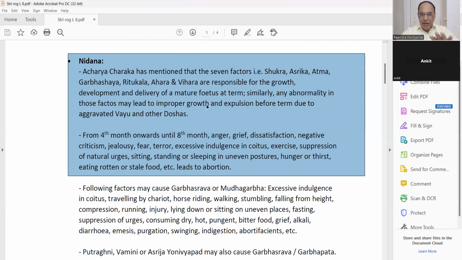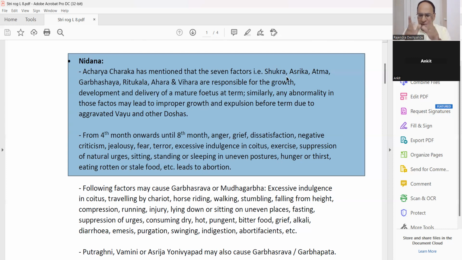If everything is okay, then normal delivery, no problem. But if there is a defect in any of these, then there is a miscarriage or abortion. So what should be good? Shukra should be good. Asruk should be good. Atma should be good. Garbhashaya should be best. Rutukal best. Ahar Vihar best. Then no problem, proper delivery, best baby. Similarly, any abnormality in these factors may lead to improper growth and expulsion before term due to aggravated Vayu and other doshas: Vata dosha prakop, Pitta dosha, Kapha dosha prakop. So remember these 7 factors.